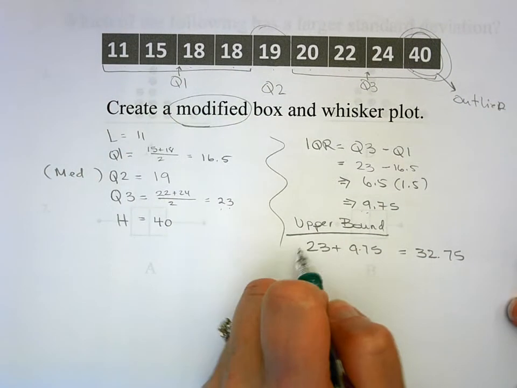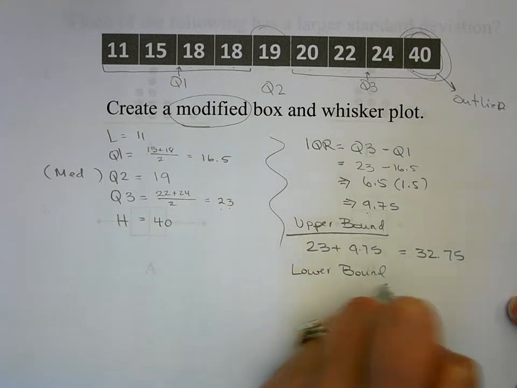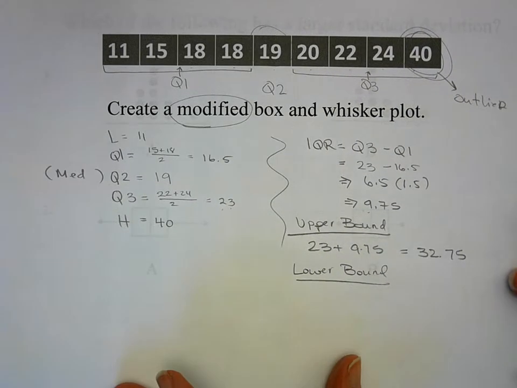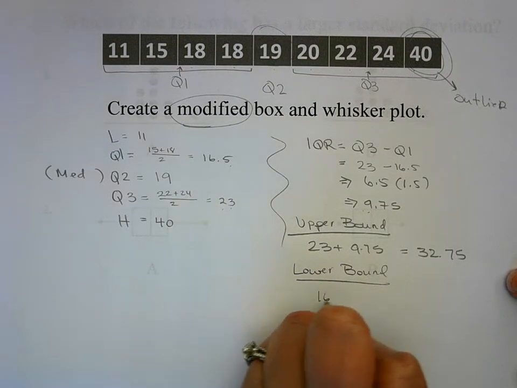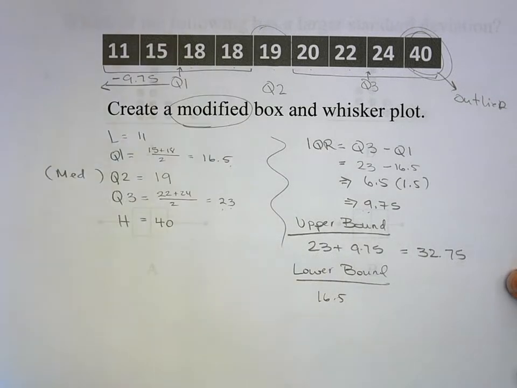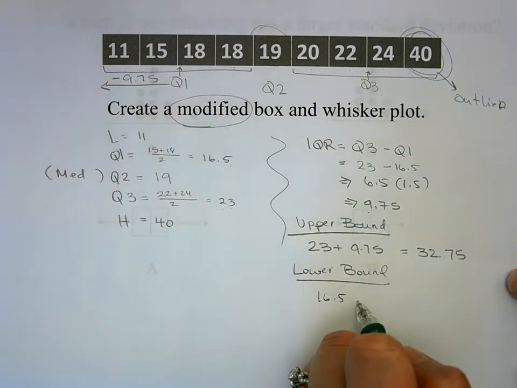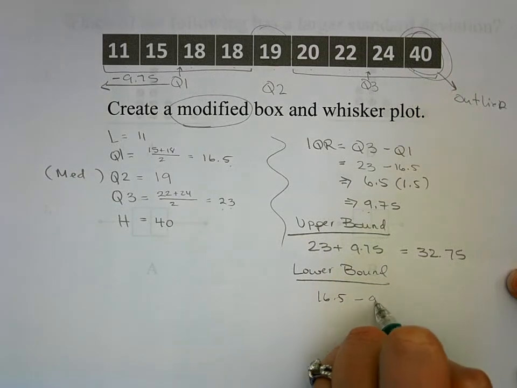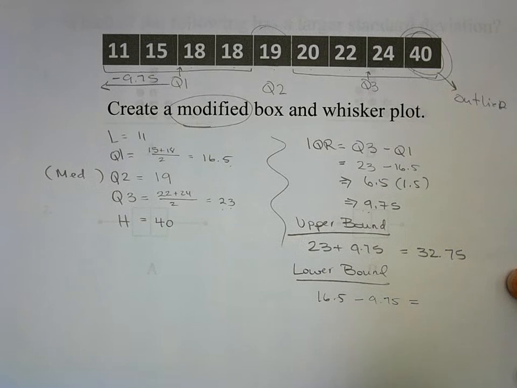And now for my lower bound, how far is that whisker going to go? Or at most, how far can that whisker go? So I take Q1, which is 16.5, and I can go left 9.75, right? So my whisker can at most go 9.75. So I'm going to do 16.5 minus 9.75, which is like 15 or something like that.